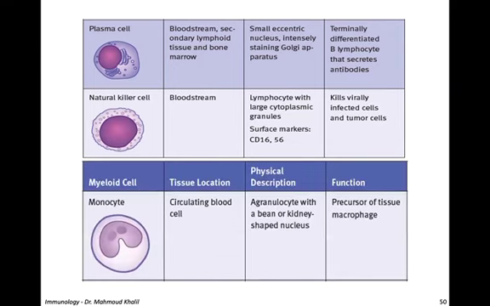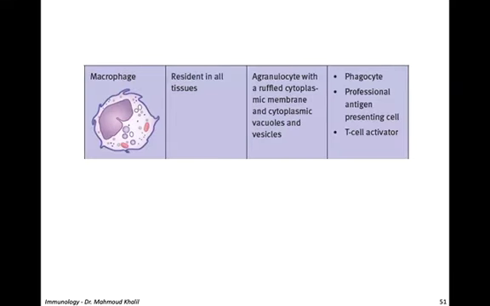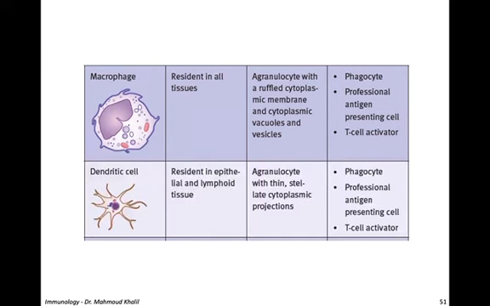Another type of myeloid cells is monocytes, which are circulating cells with no granules at all, and the nucleus looks like a kidney shape, and it is a precursor of tissue macrophage. While the macrophage itself is resident in all tissues, with a ruffled cytoplasm, a lot of cytoplasmic vacuoles and vesicles, and phagocytosis. It can present antigen, and it is a T cell activator as well.